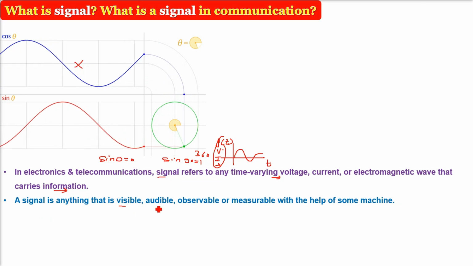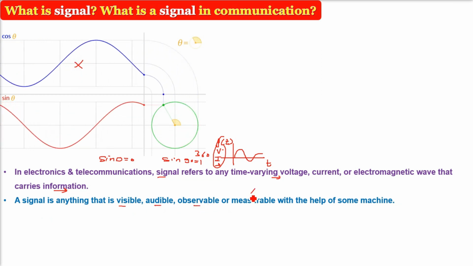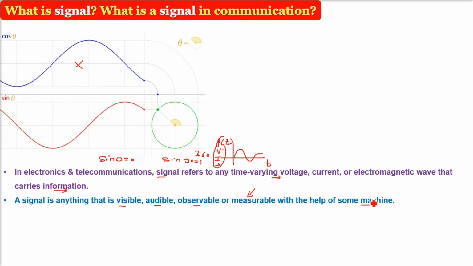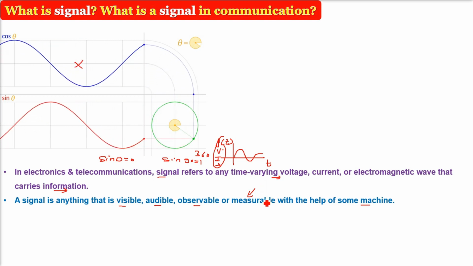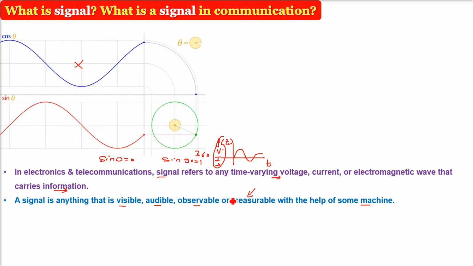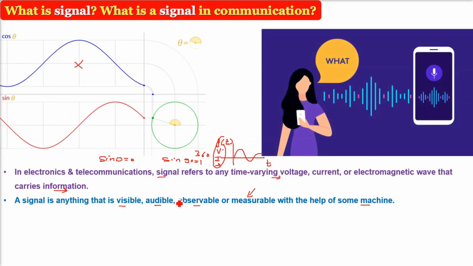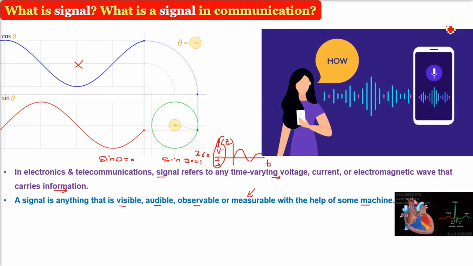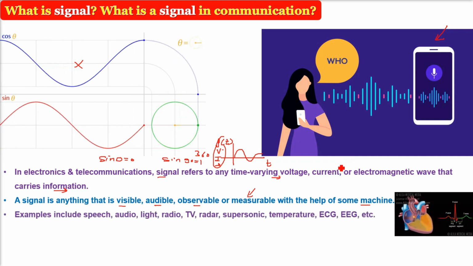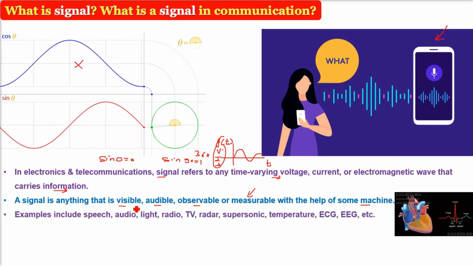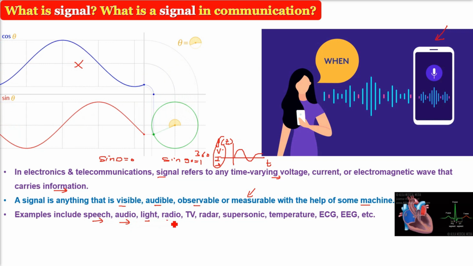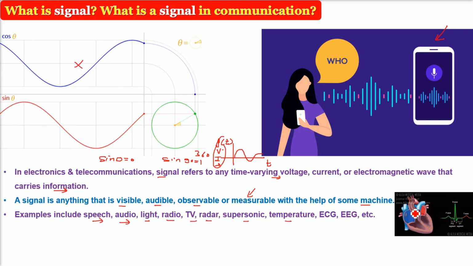So a signal is anything that is visible, audible, observable, or measurable with the help of some machine. If you are actually working in the electronics field, you are aware that you use an oscilloscope, and that oscilloscope is for measuring these signals only. When somebody speaks, you are able to hear, so it is audible. Now you see here, this mobile, we always say, oh, I'm not getting the tower, and all these normal conversations are there. But you should say, I'm not getting the signal. Actually, the signal includes speech, audio, light, radio, TV, radar, supersonic, temperature, ECG, EEG, etc.